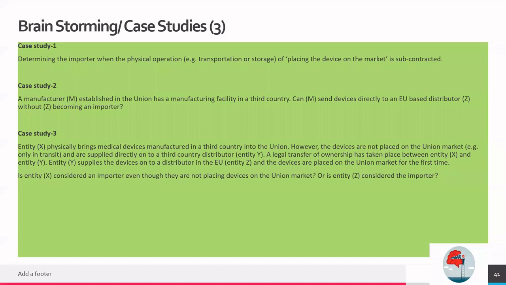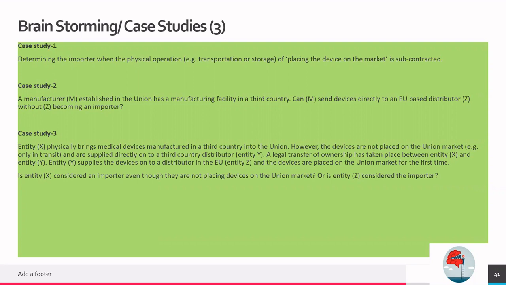So the answer is yes, Z is the importer. Let me describe it. Entity X, despite bringing the device into the union, never placed the device or made it available on the union market. They are not acting as importer for those devices. Instead, entity Z will undertake the roles and responsibilities of importer if they place the device on the union market, that is, perform the first making available. Who is making it available for the first time in the market? That is entity Z.